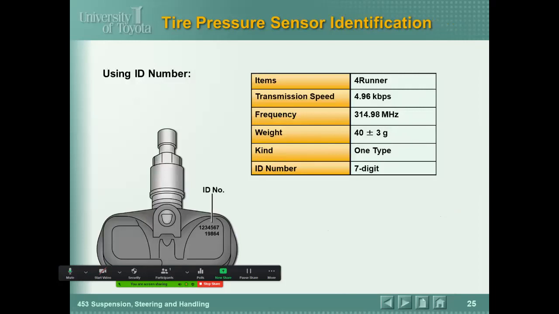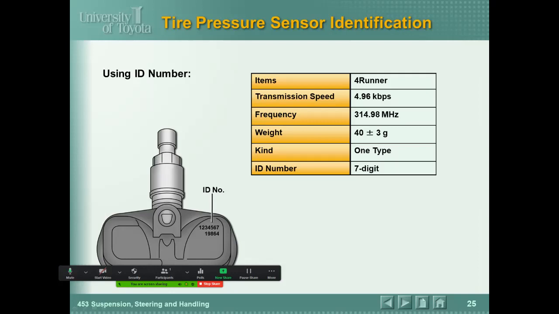All right, so here's what a sensor looks like. The information that is going to be broadcast from each of these sensors will be the speed at which they communicate, the frequency. This is very important. If you put the wrong type of frequency sensor in the car, it's not going to communicate. How much it weighs, the kind, and the 7-digit number.